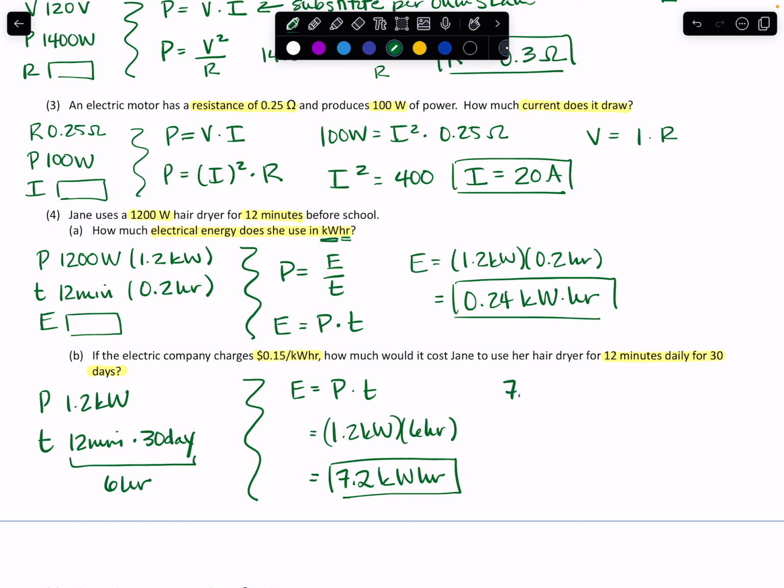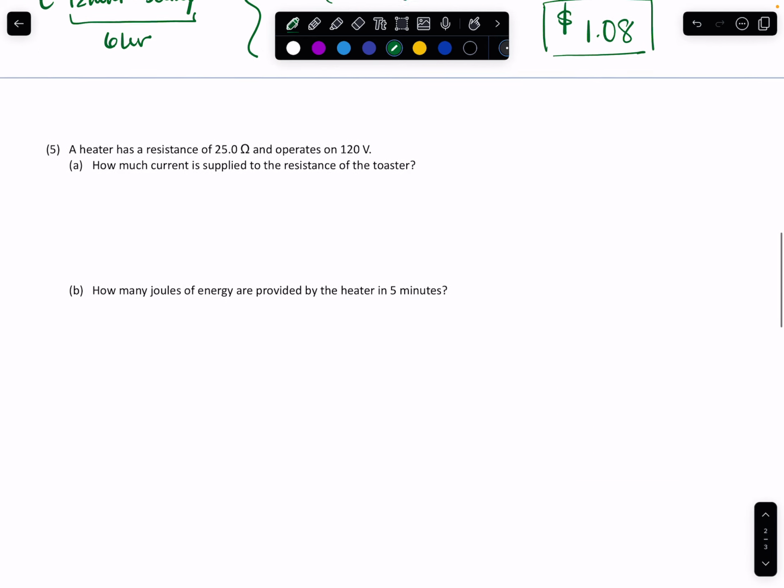So we have 7.2 kilowatt hours, and the electric company tells us that they're going to charge us 15 cents for every 1 kilowatt hour. So these units are going to cancel. If we multiply 7.2 times 15 cents, we find it's going to cost $1.08. Which doesn't seem like that much, but that's not the only thing that's running in your house, so it all adds up. I tell you that.